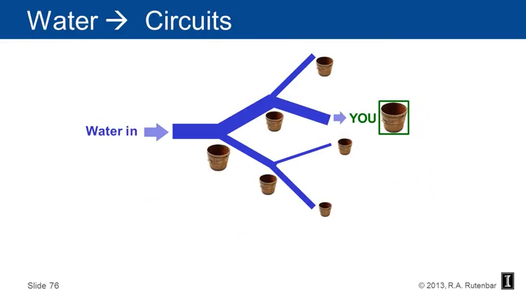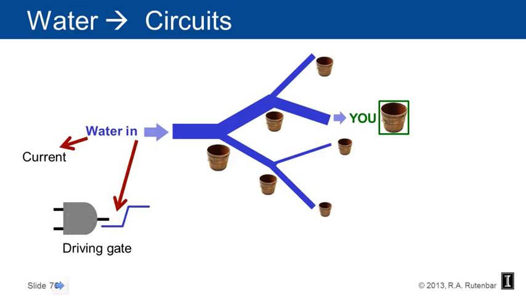Well, there's water going in, and there's all these branching and branching things in this tree, and there's a bucket at every node, at every place the tree branches, and there's your bucket, which is one of the buckets at the very end. And the answer, obviously, is that the water going in is like the electrical current that's being driven from the driving gate, right? So the gate is the thing that's sort of supplying that current.